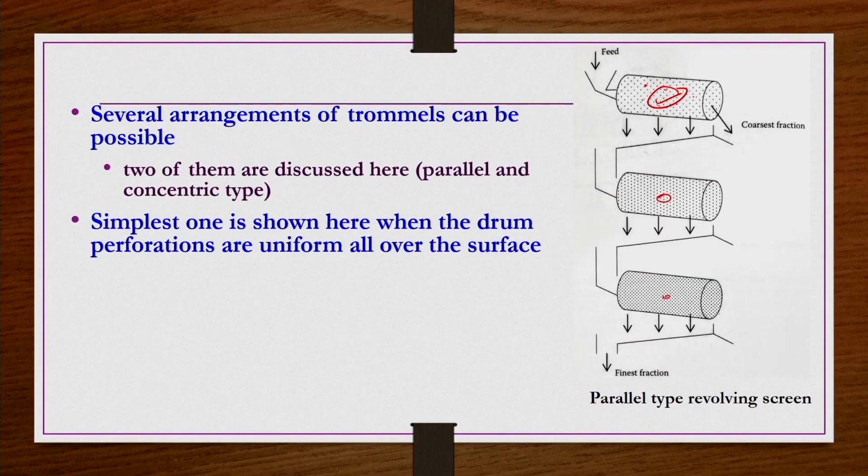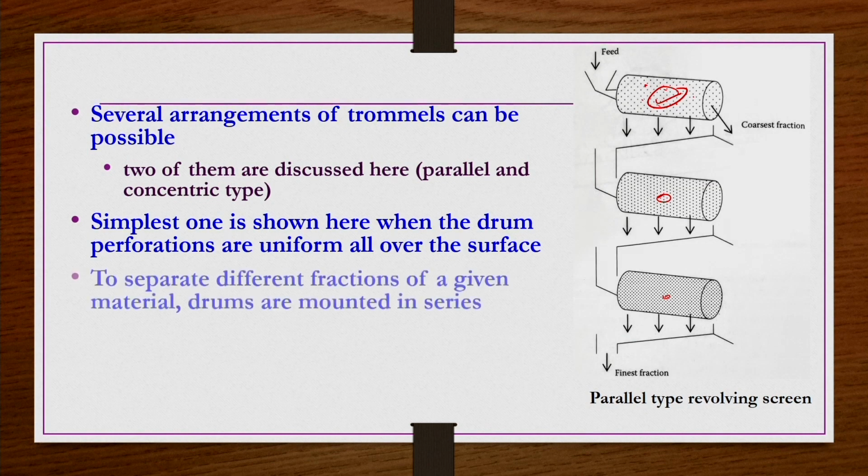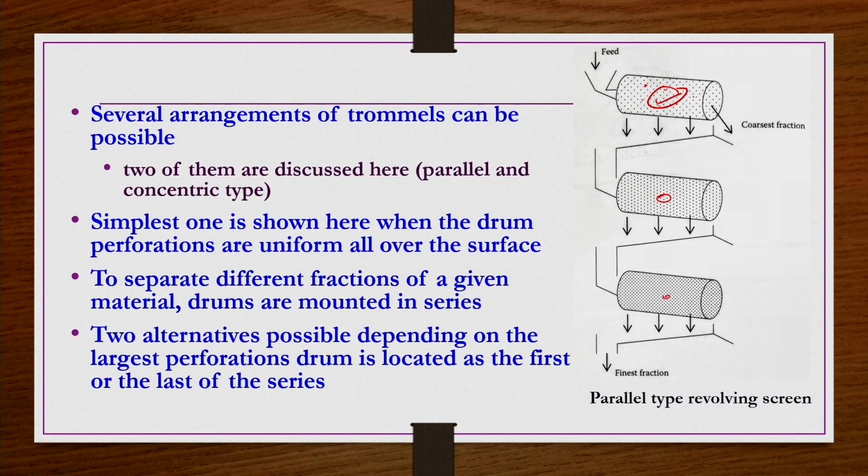And then they are arranged in such a way that the drum having the largest opening is at the top, and the drum having the smallest opening is at the bottom. That sequence we can arrange in another way also. So, to separate different fractions of a given material, drums are mounted in series as shown here, in a parallel type revolving screen.